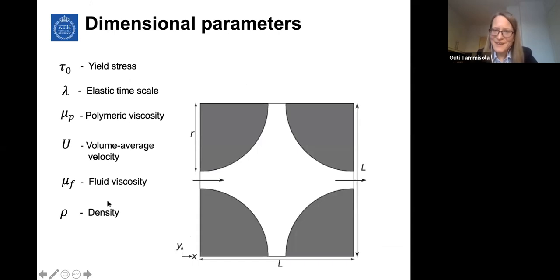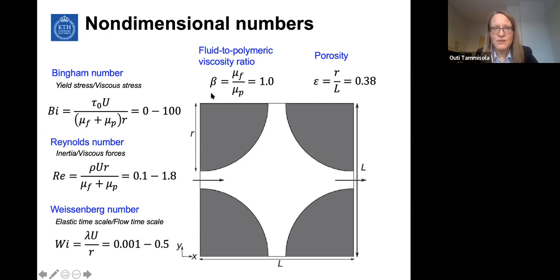Here we have, as in many complex fluid situations, many dimensional parameters: the yield stress, elastic time scale, polymeric viscosity, the inflow velocity, viscosity and density. And we get 5 non-dimensional numbers here. The porosity is related to the geometry only. The rest are related to the fluid or the flow. But I'm going to focus on only 2 of them. One is the Bingham number, the ratio between yield stress and viscous stress, which we have varied between 0 and 100. And the Weissenberg number, the elastic time scale over the flow time scale, which we have varied up to 0.5.